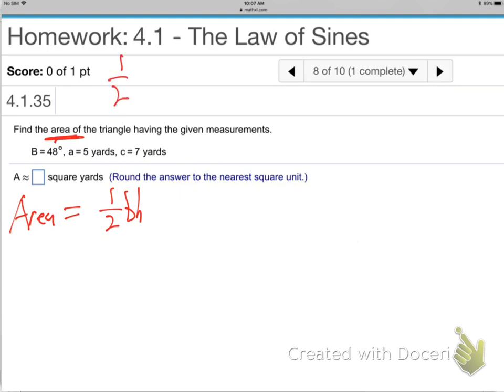You can take a half times any side times any other side times the sine of the angle you're not using. And that will be the area of a triangle. Now, why? Well, let me show you. We can derive it. It's really very easy. So it's a half times base times height, right? That's the area of interest.